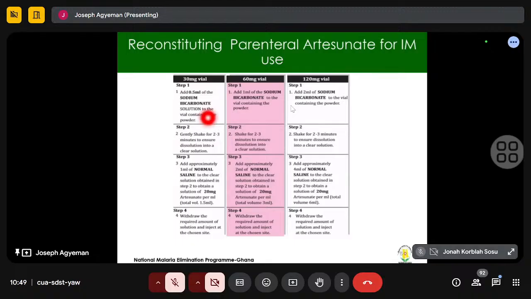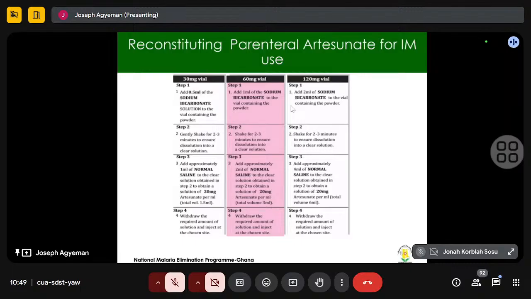After you have done the reconstitution, you are now going to dilute it. So now we have achieved our target of not creating precipitated solution by adding the bicarb to the artesunate. How do we now get our second target? That is the required concentration for either IV or IM. For example, for IM, we know our target concentration, that we are supposed to get 20 milligrams per each mil. And we know where we are starting from. We have 30 milligrams.